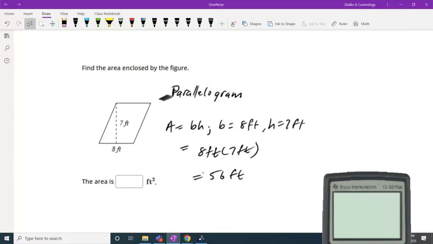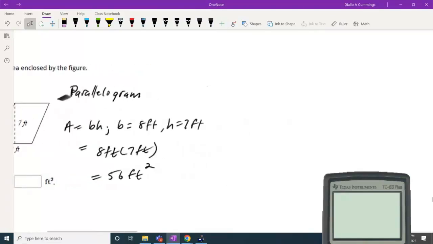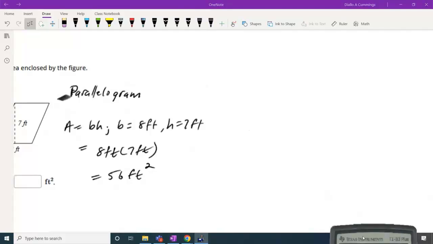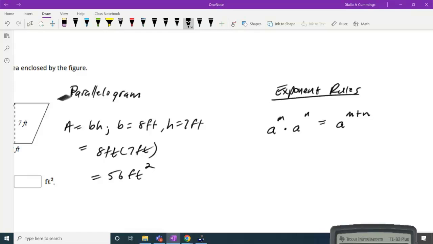So we should have 56 feet squared. So here's where the square units come in whenever you deal with area. From algebra, there's something called the exponent rule, and it says that a to the m times a to the n is a to the m plus n.